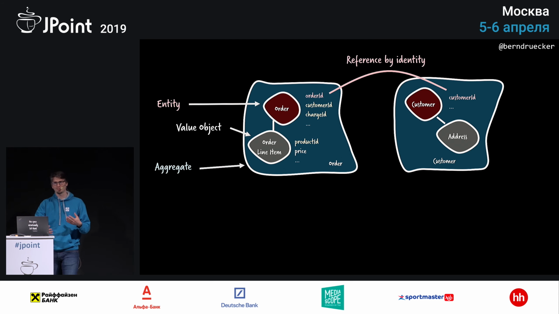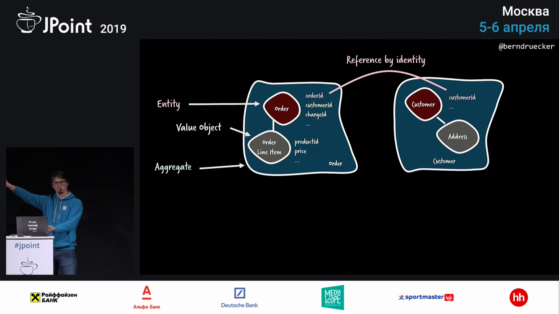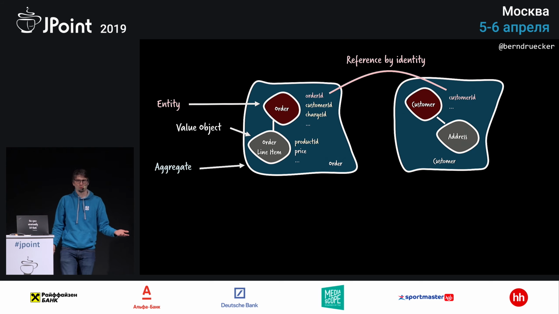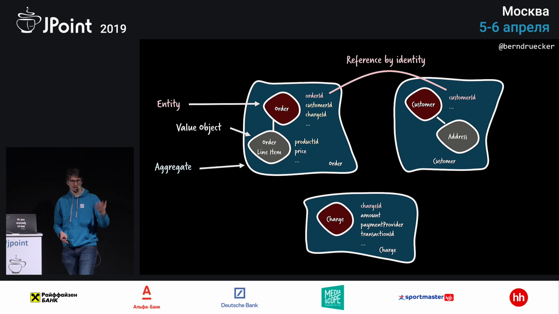For example, the order has a customer ID attribute, but that's just a string. I have no idea what that relates to. The customer ID is defined somewhere else, so it's not a foreign key constraint. It's relatively loosely coupled. It would be easy to replace the customer service with something else if I want to. And then I can have other aggregates, for example.